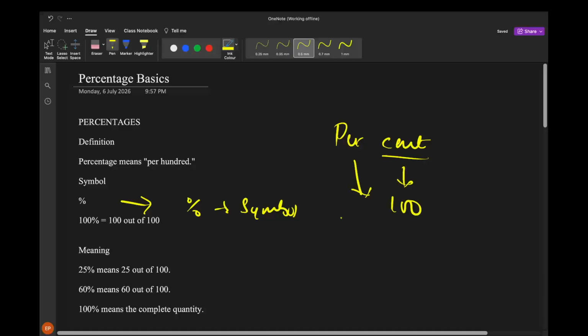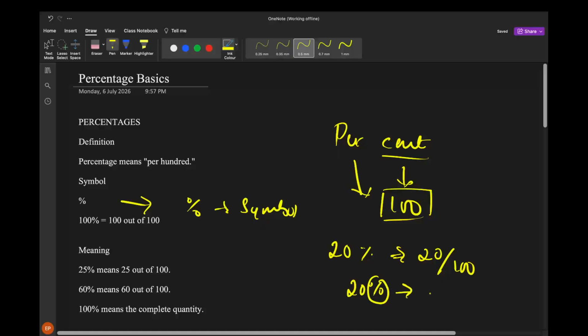What does a percent mean? Per 100, right? You know cent means 100. So basically percent means per 100. If I say 20%, it means 20 per 100. So directly we will denote it as 20%. If you remove the percent, it becomes 20 by 100. If it is 10 by 100, we can represent it as 10%, because by 100 means per 100. So it can be denoted as 10%.